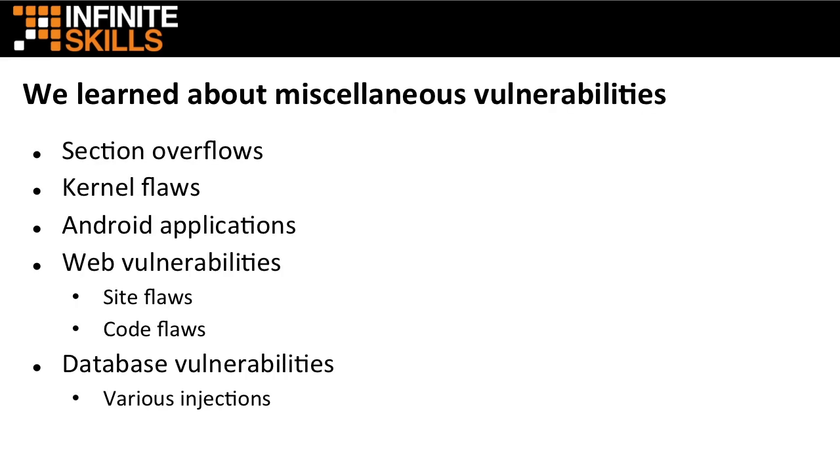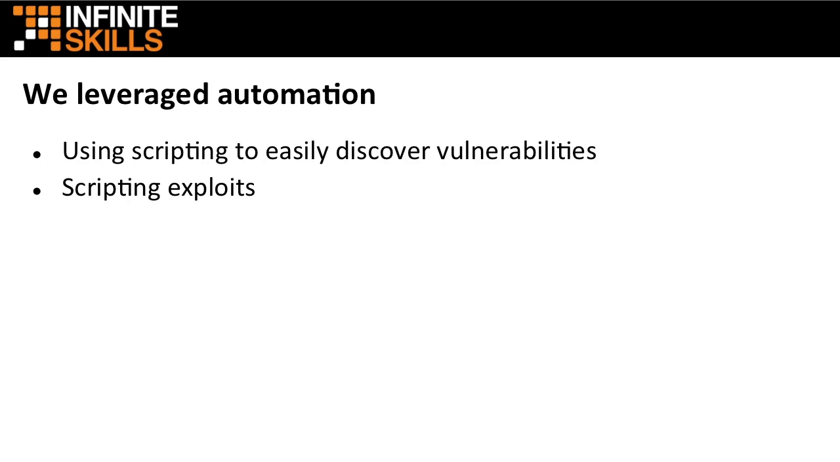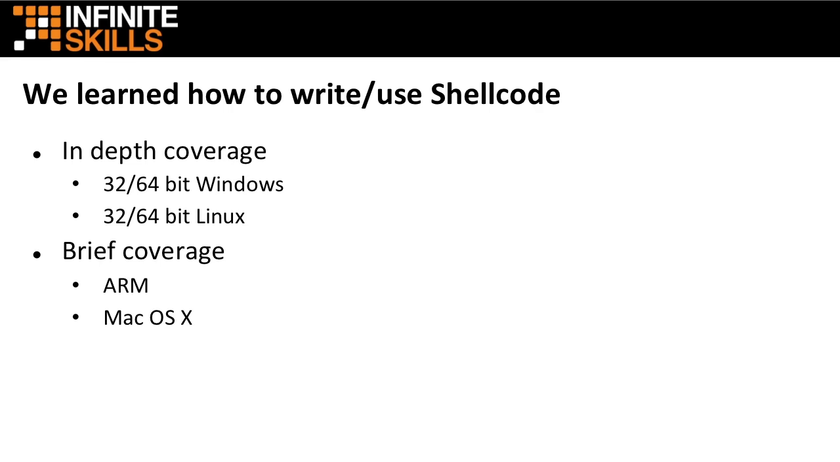We also talked about some miscellaneous vulnerabilities, things like overflowing sections, finding flaws in kernels. We also hit on Android applications. We talked about web vulnerabilities, both in programmer's code and in website implementation code. We talked about various injections in websites and databases. We also leveraged automation. We showed you how you could do things like using scripting to more easily discover vulnerabilities. And we also showed you how to script your exploits. We learned how to use and write shellcode.